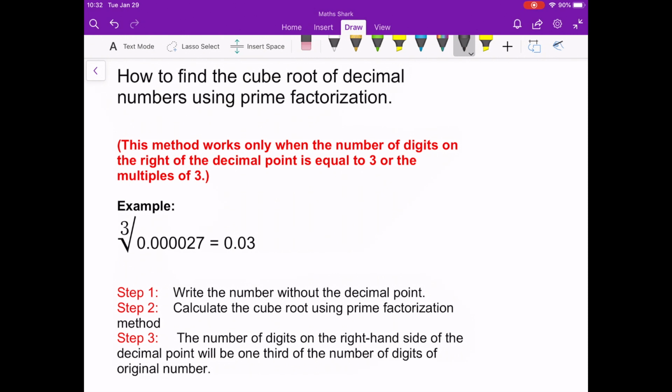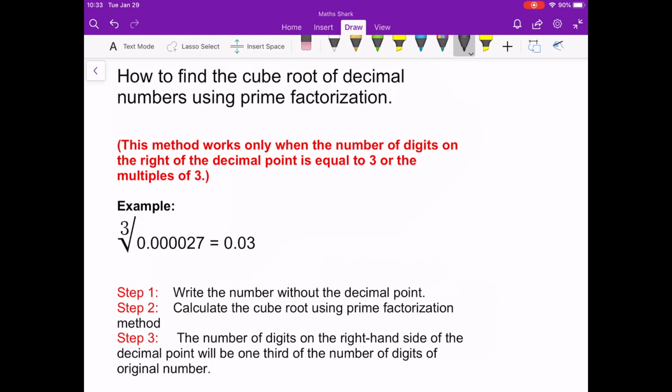Let's see the step-by-step procedure. Step 1. Write the number without the decimal point. Step 2. Calculate the cube root using the prime factorization method. Step 3. The number of digits on the right hand side of the decimal point will be 1/3 of the number of digits of the original number.